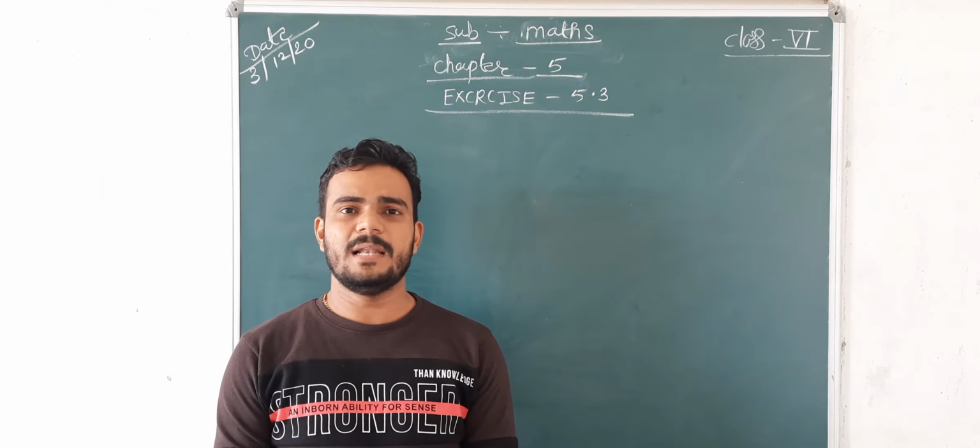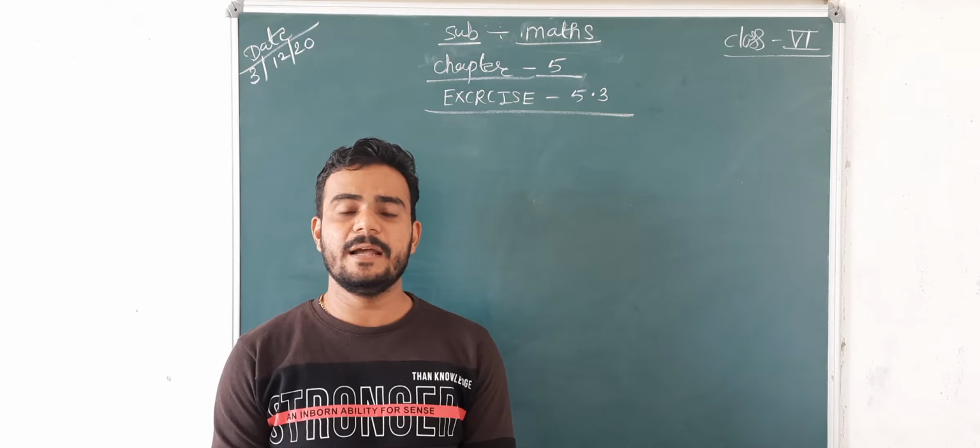As you know, in the last class before the half-yearly exam, we completed exercise 5.2. It means chapter 5, decimals, and we already completed exercises 5.1 and 5.2. Now our last exercise is remaining, exercise 5.3. So now we are going to begin exercise 5.3.